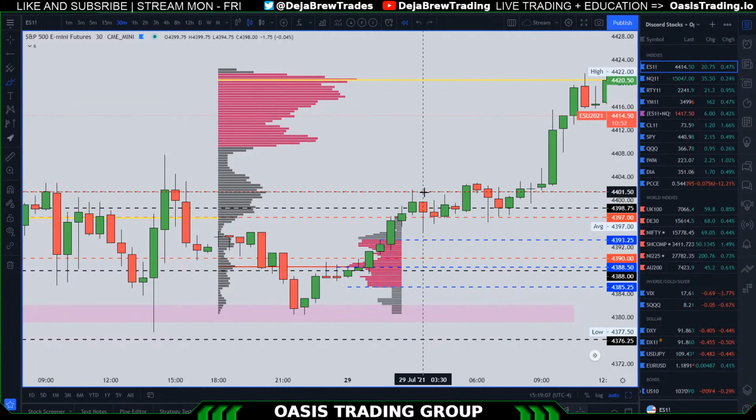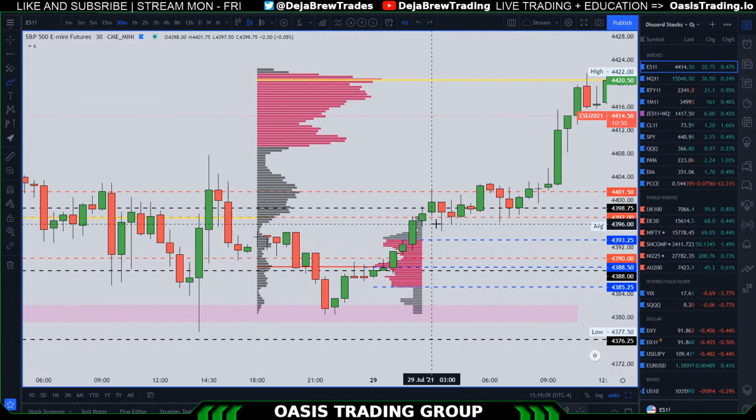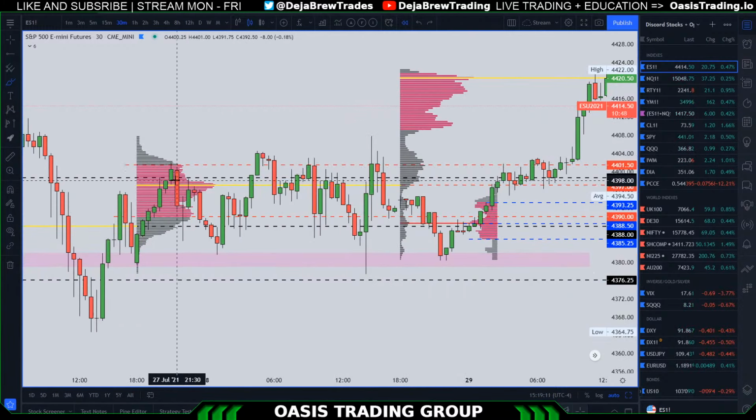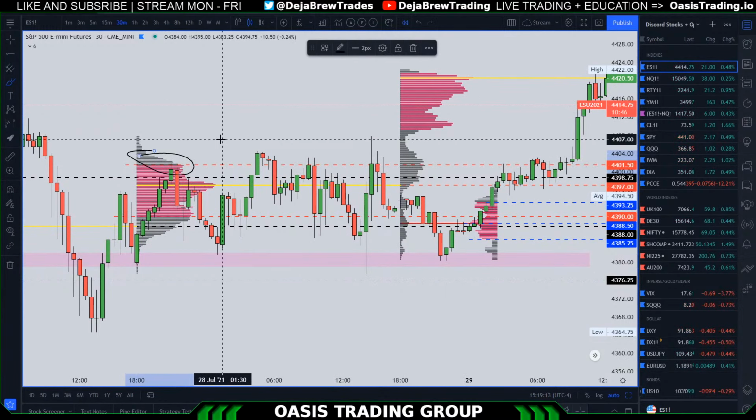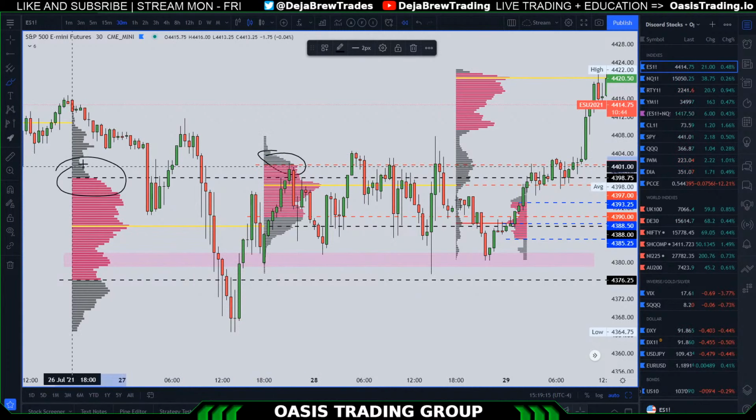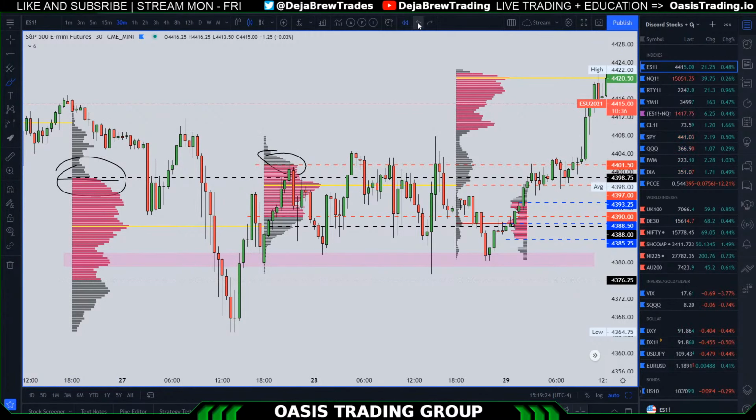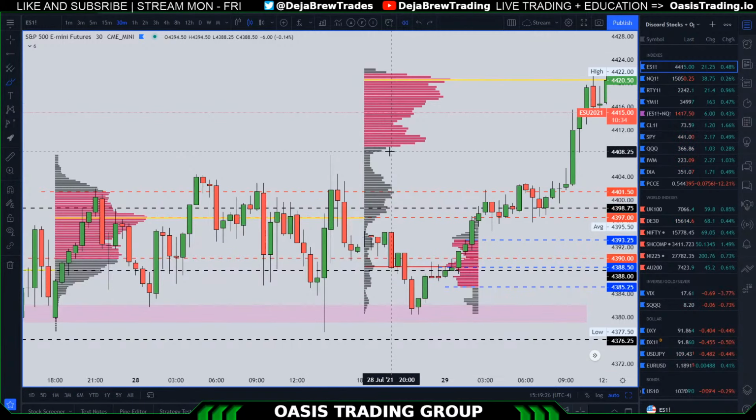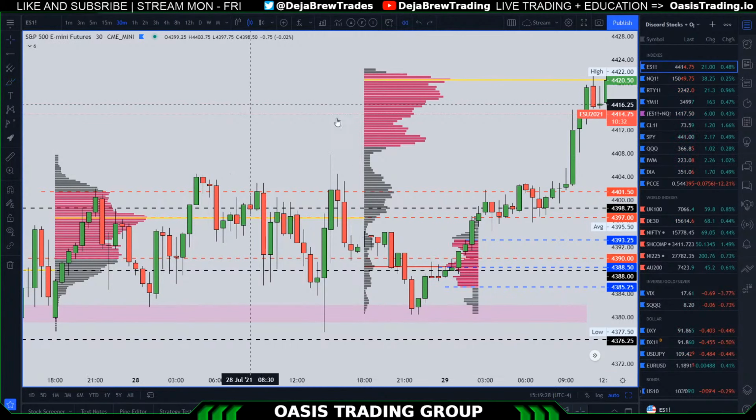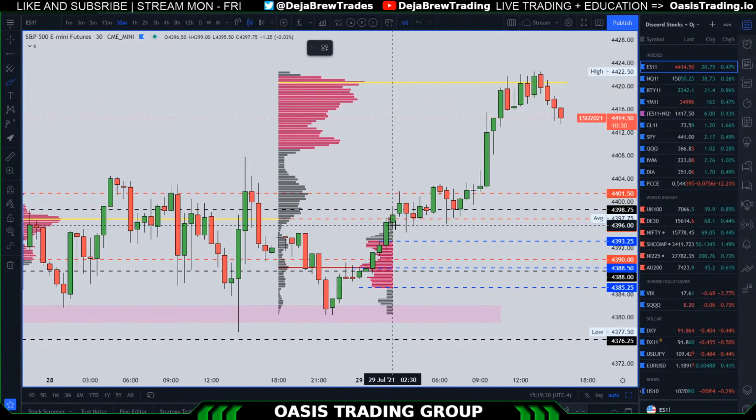What are we seeing price do? We are hitting the value area high of our previous session and the value area high of the session before that. So these are very key resistance zones, right? The black line and the red line. These are both very key resistance levels.